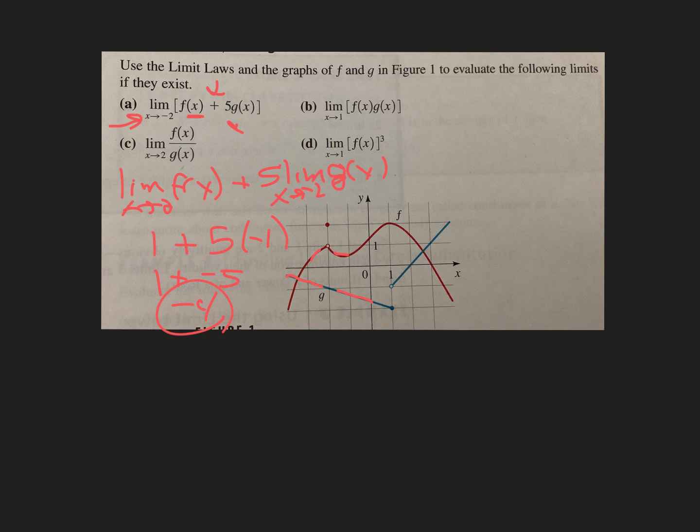Okay, let's look at the second one here. The second one says the limit of f of x times g of x as x approaches 1. Watch what happens here. As I look at f as it approaches 1, it's getting closer and closer here, closer and closer there.